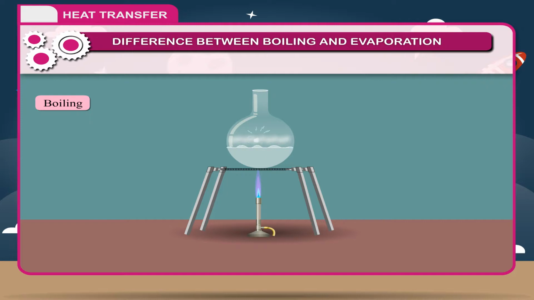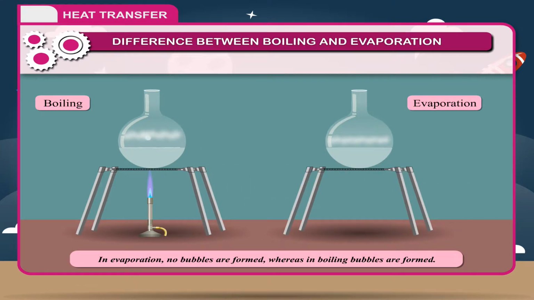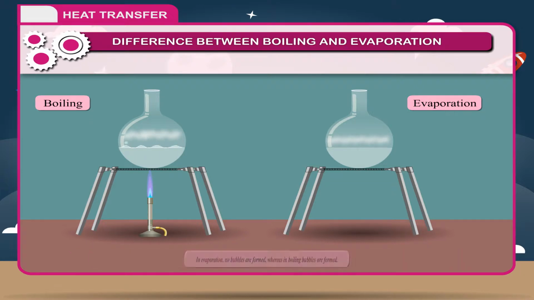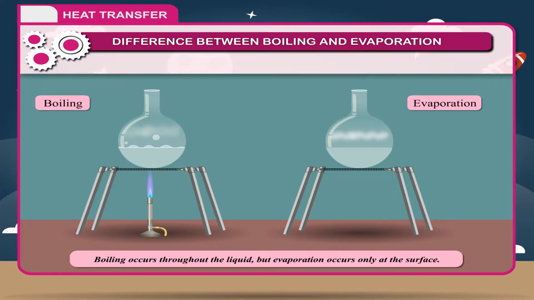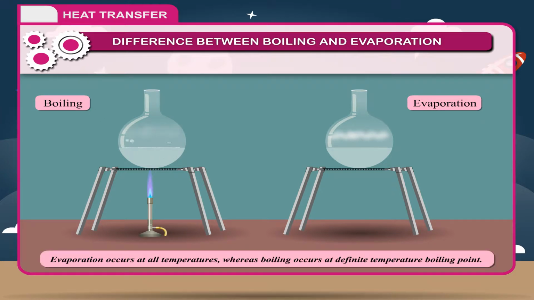On the other hand, boiling is a rapid vaporization of a liquid only when it is heated to its boiling point. In evaporation, no bubbles are formed, whereas in boiling bubbles are formed. Boiling occurs throughout the liquid, but evaporation occurs only at the surface. Evaporation occurs at all temperatures, whereas boiling occurs at a definite temperature, the boiling point.